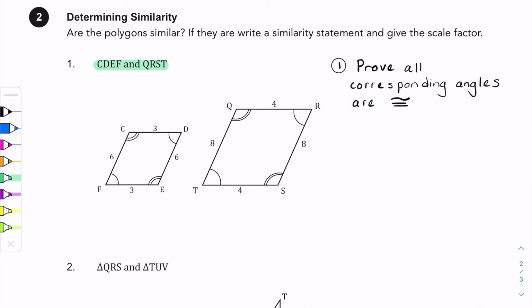Let's start with angle, let's look at angle D to angle R. We know those are congruent. We also know that F and T are congruent. Next, we see that C and Q are congruent. And E to S.